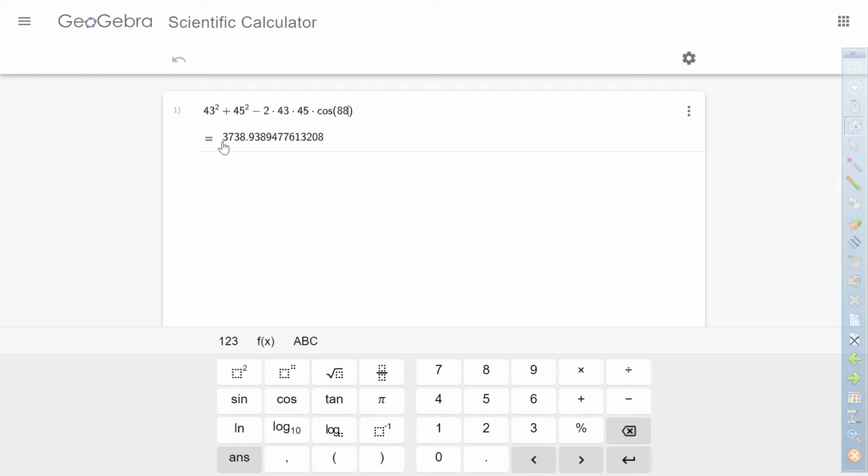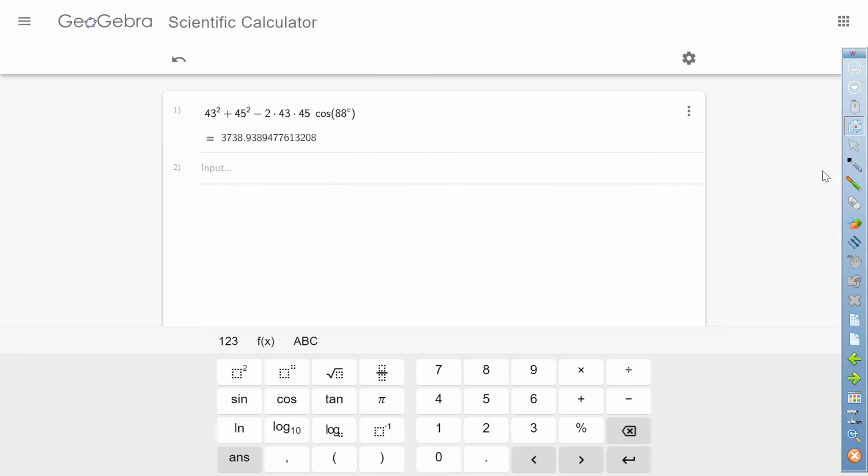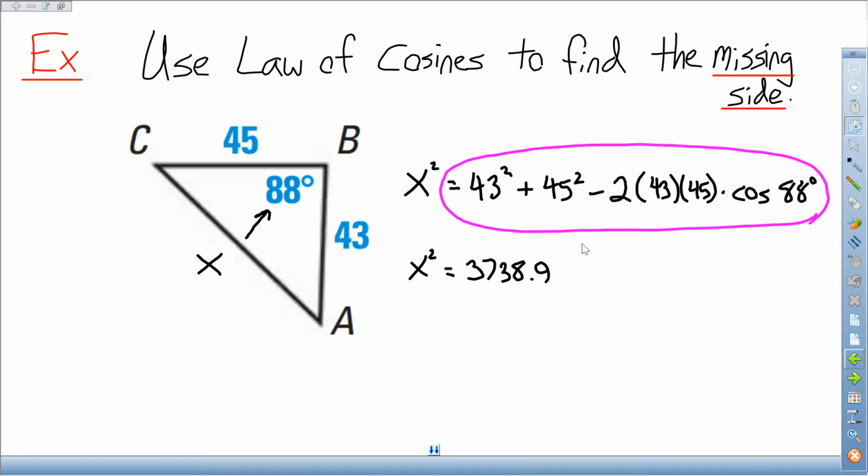Okay, and I don't want you to delete this out of your calculator because we're going to use the answer button in this, like we did when we were finding angles on law of sines. Okay, but keep this in your calculator. I'm going to write this out a little bit. So x squared equals 3,738.9. I think that was the number. Yeah. Okay, so just leave that there. That's kind of a placeholder.